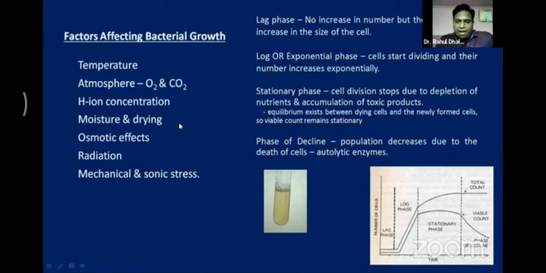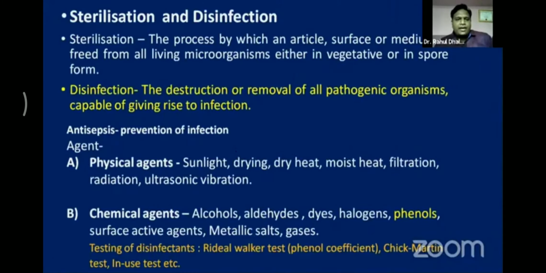Then phase of decline. Due to autolytic enzymes, toxin accumulation and loss of nutrition, bacteria start to die. This is called the bacterial growth curve in four phases: lag phase, log phase, stationary phase, and phase of decline. Then the next topic for discussion is sterilization and disinfection.